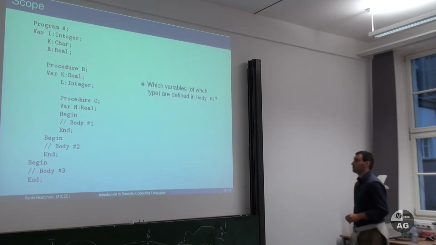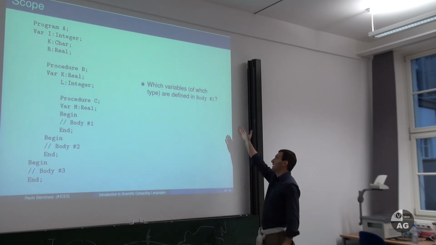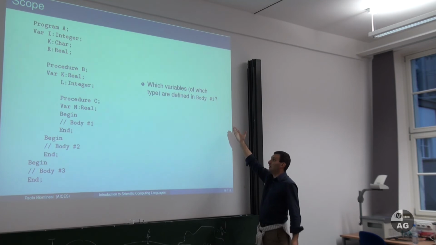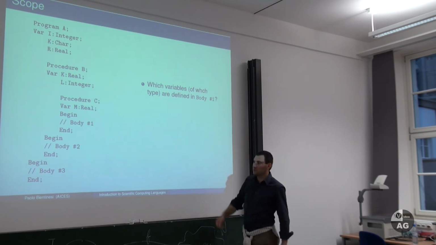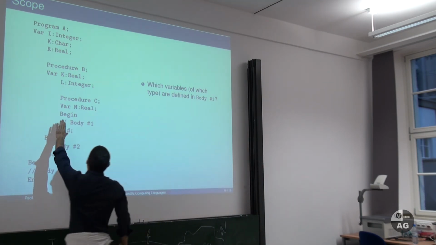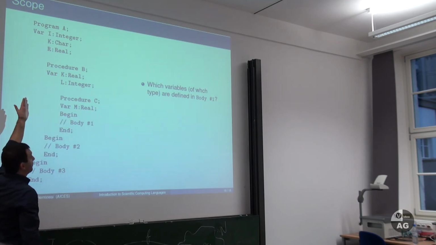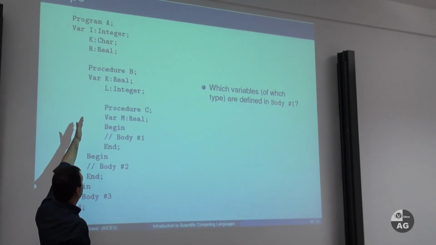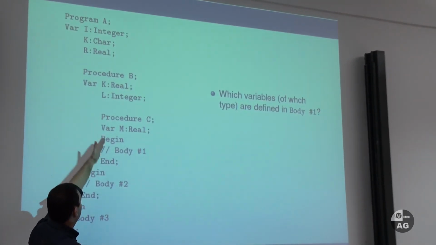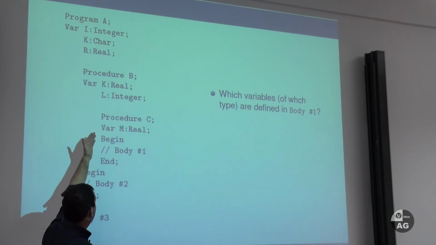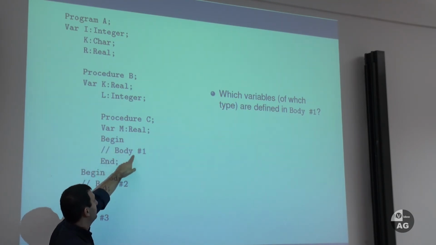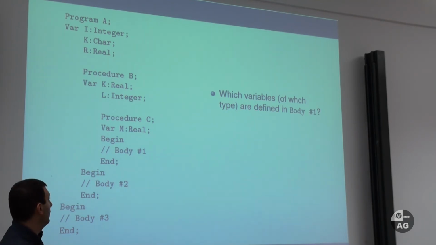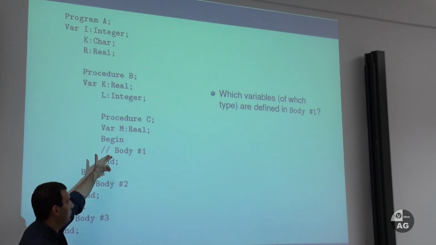Question number 1. Which variables can I use that are defined inside body number 1? So let's see what is body number 1. It's over here. I start with my program. As part of the program, I define a procedure, B. As part of procedure B, I define a procedure C. The body of procedure C is called body number 1. So the question is, which variables can I use inside body number 1?